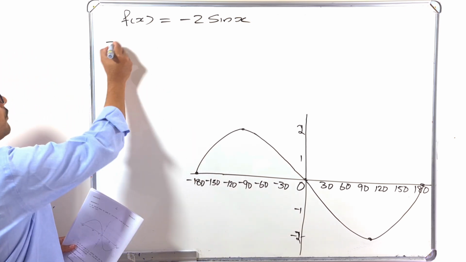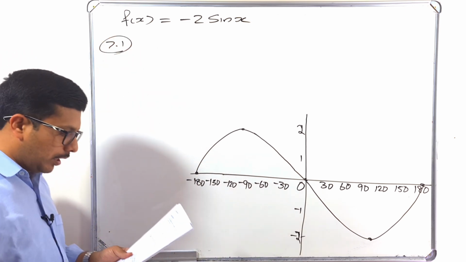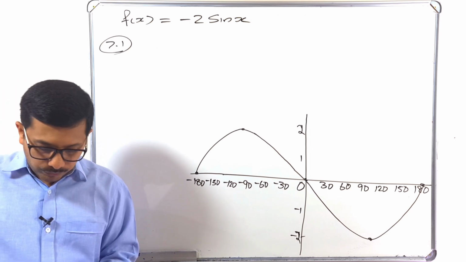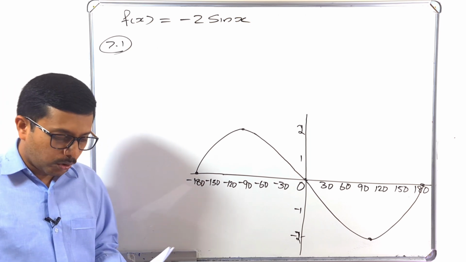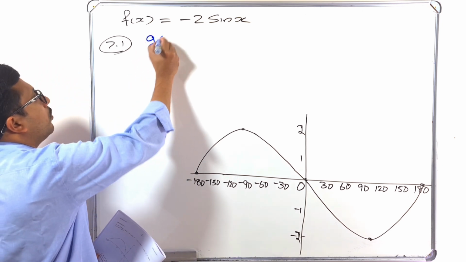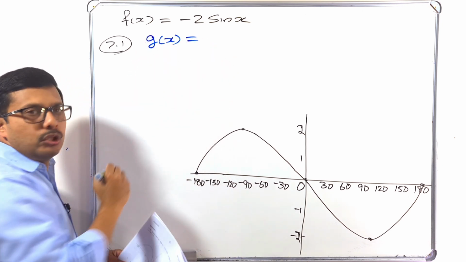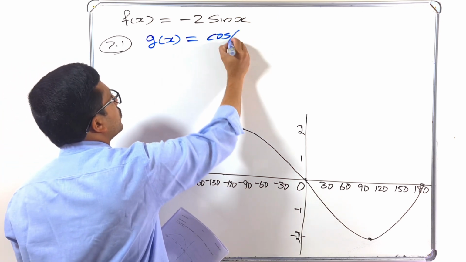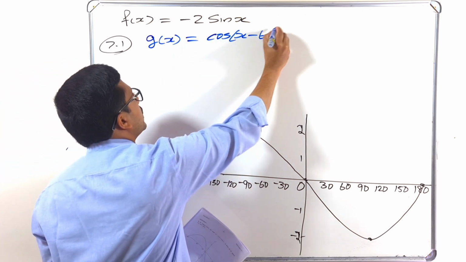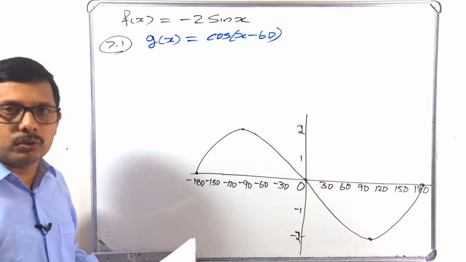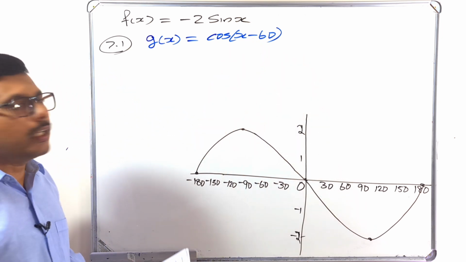Question number 7.1. On the grid provided in the answer book, draw the graph of g of x is equal to cos of x minus 60. So you have to draw another graph g of x. G of x is equal to cos of x minus 60. You have to draw that graph here. It's very easy to draw.